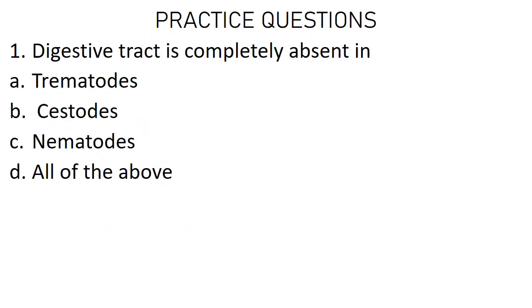Okay, so now let's look at some of the practice questions and see whether we've understood. Question 1 reads, digestive tract is completely absent in. To review other options, in trematodes the digestive tract is present but it is incomplete. In option B, it reads cestodes, so this is correct, right?